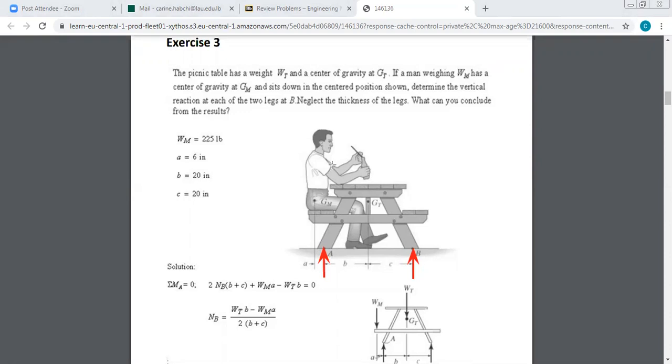Okay, thank you. Okay. Any other question on this problem?